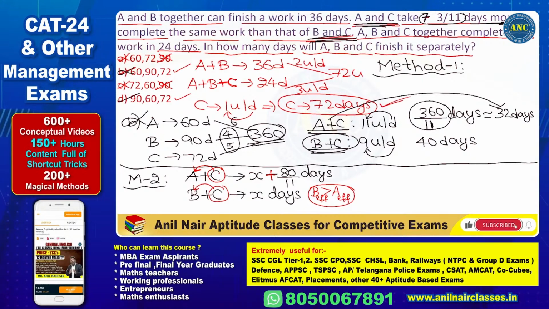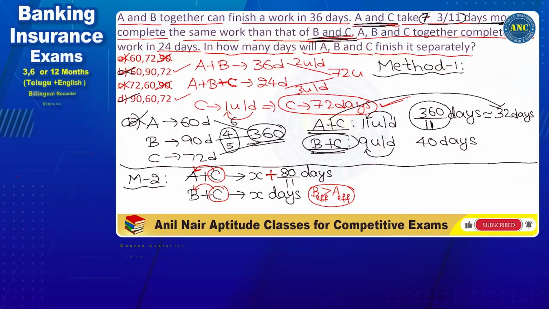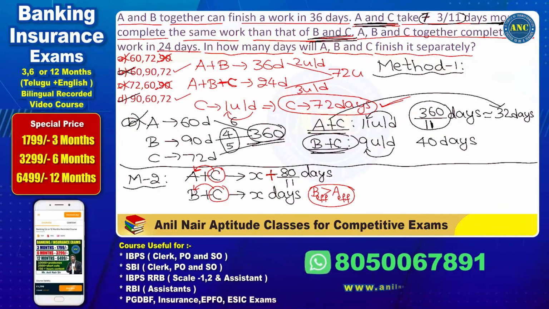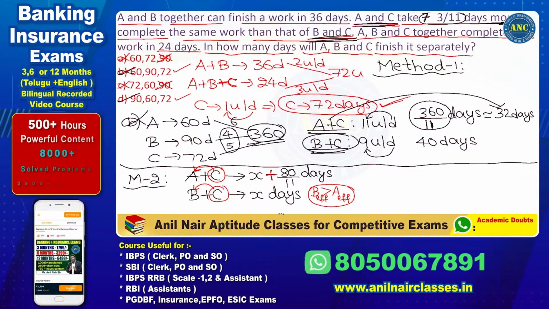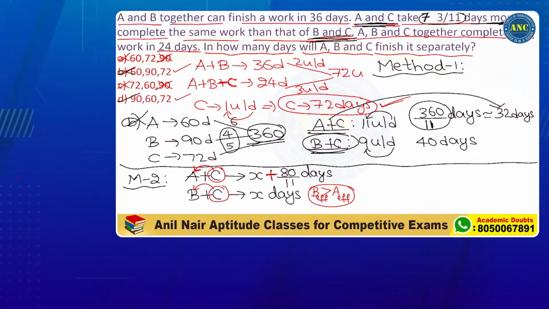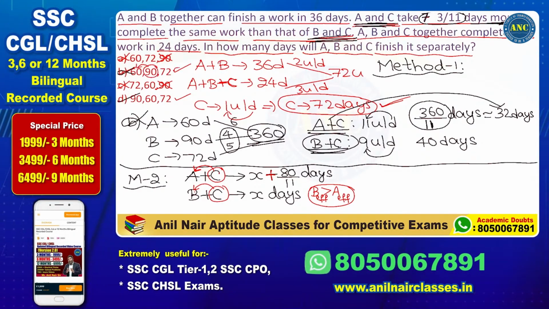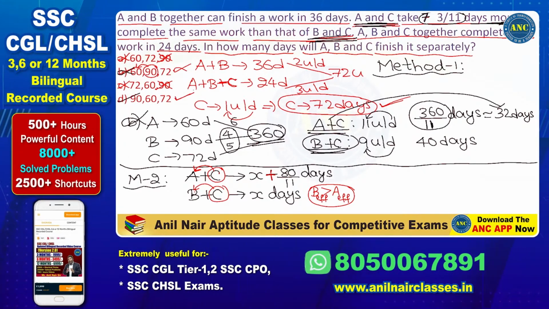I already explained that in method 1. Out of two options, efficiency of B is greater than efficiency of A means B will take fewer days to complete the task than A working alone. That means if you observe the second option, B is taking more days than A to complete, so it cannot be right. Therefore, only one option is left, that is option D.